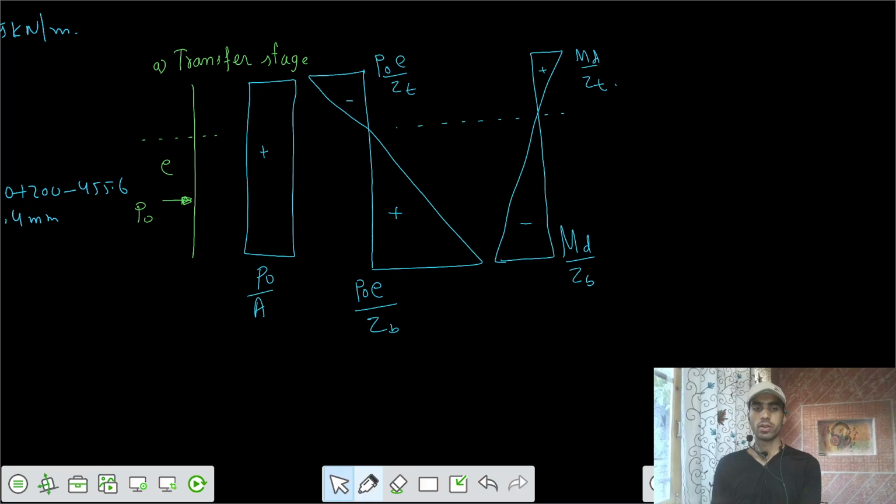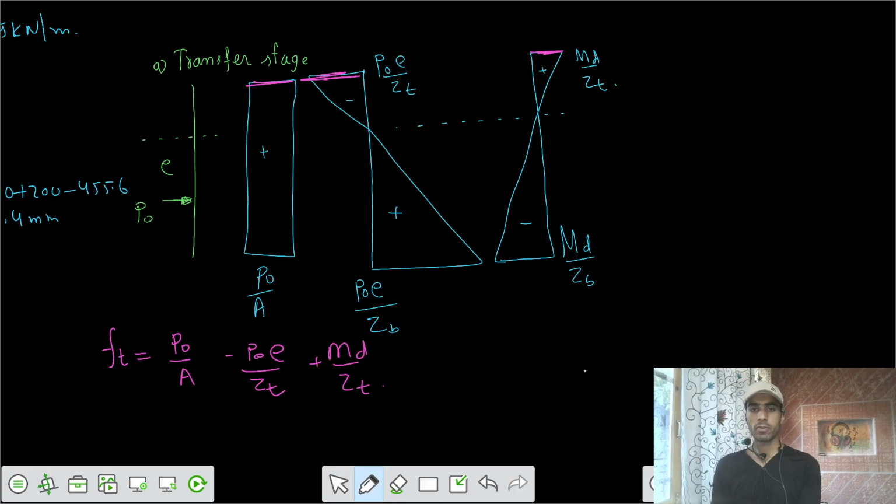So I would say your stresses at the top for the first case are: P naught by A, minus P naught E by Z top, and third, positive M dead by Z top.